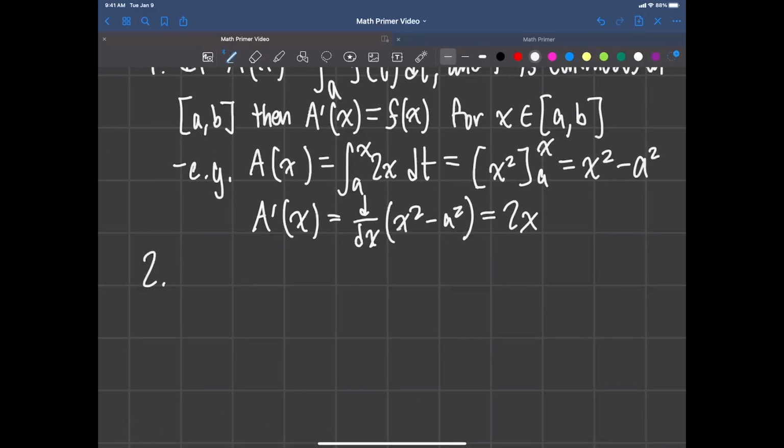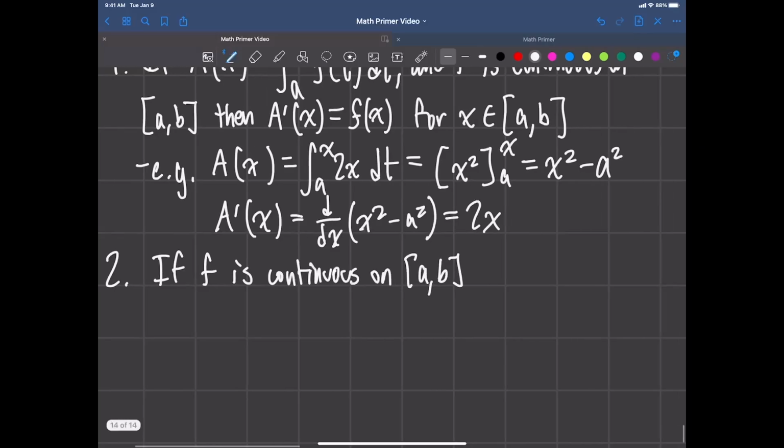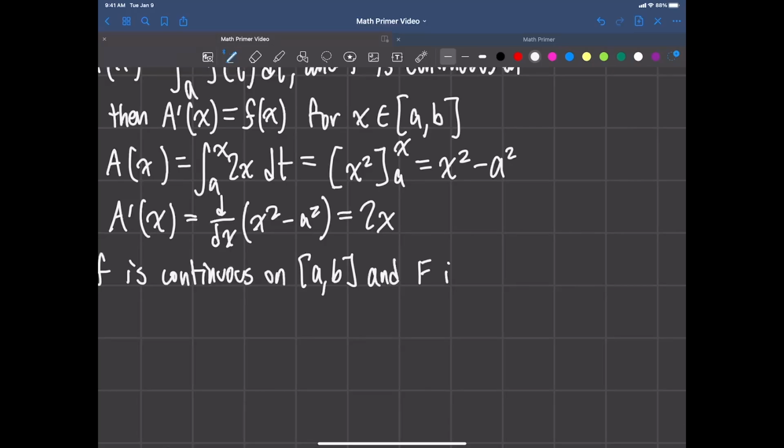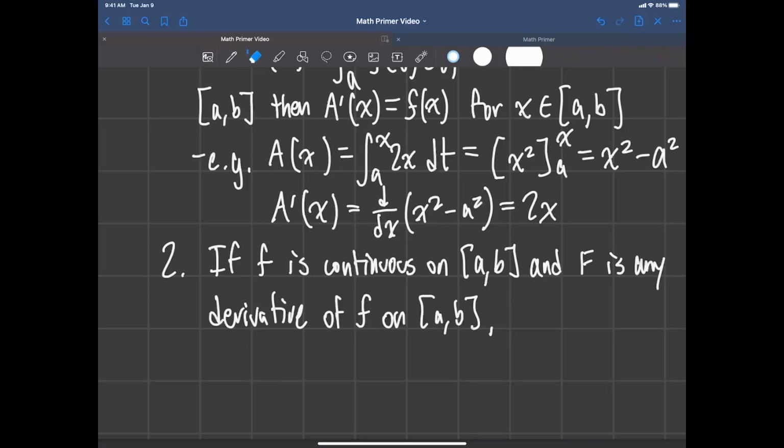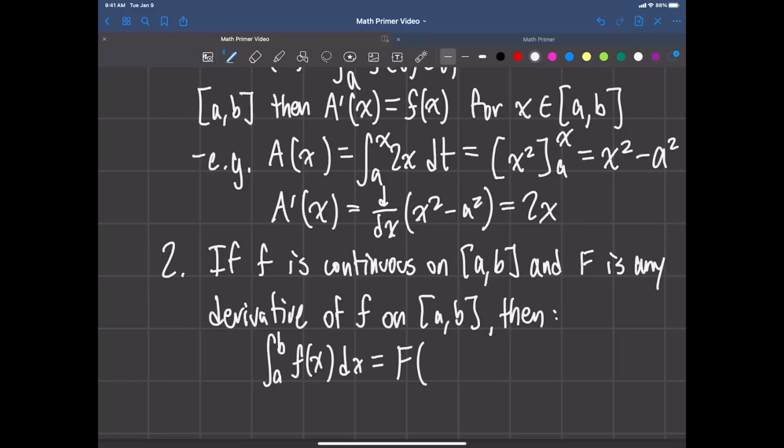The second fundamental theorem is: if f is continuous on the interval from a to b, and F is any antiderivative of f on the interval a to b, then the integral from a to b of f of x dx is equal to F of b minus F of a.